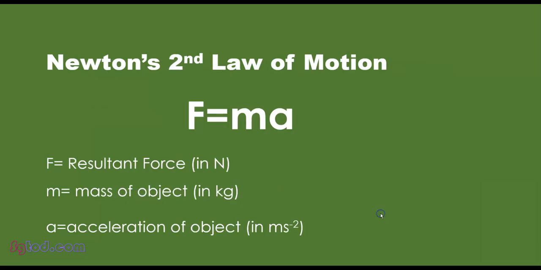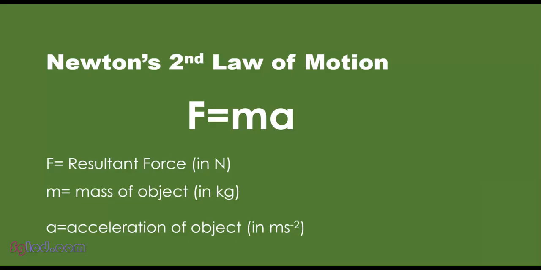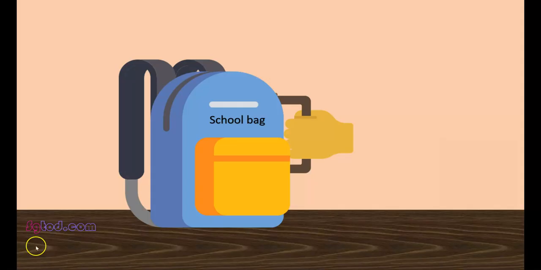Therefore, deriving from Newton's second law of motion, the formula of resultant force is given by F = ma, where F is the resultant force, m is the mass of the object, and a is the acceleration of the object. Now let's look at how we can apply this formula to compute the resultant force and acceleration.